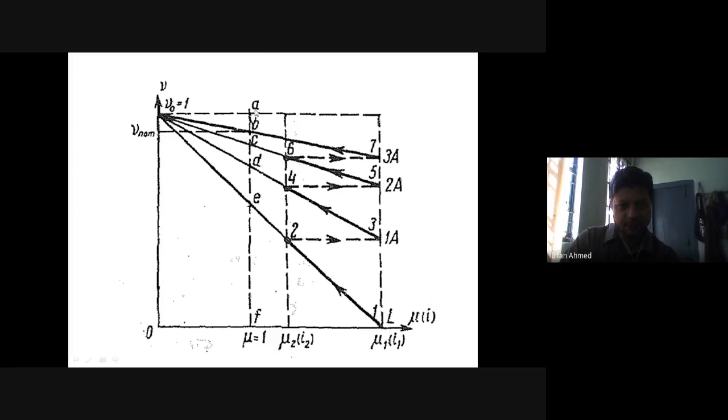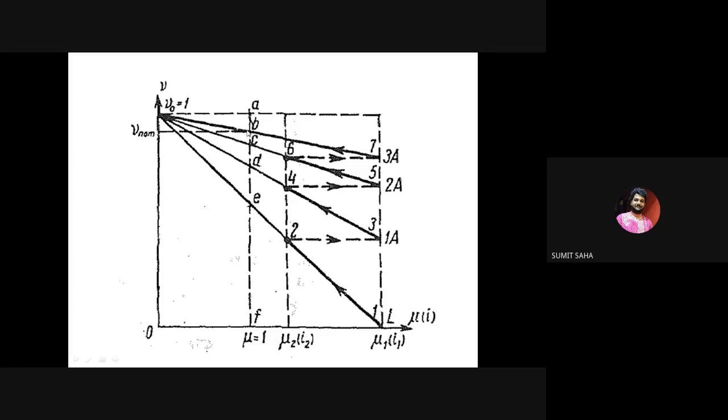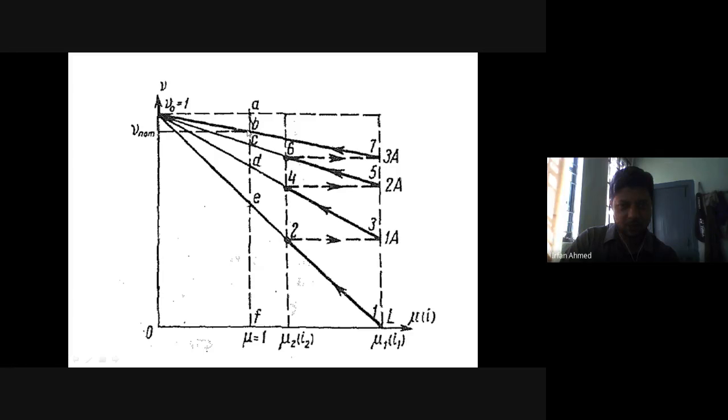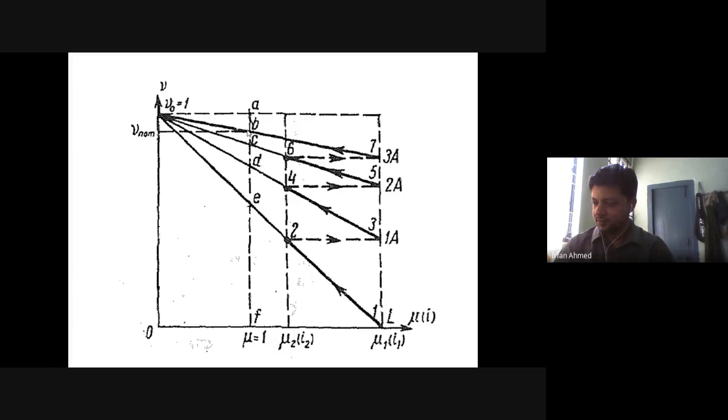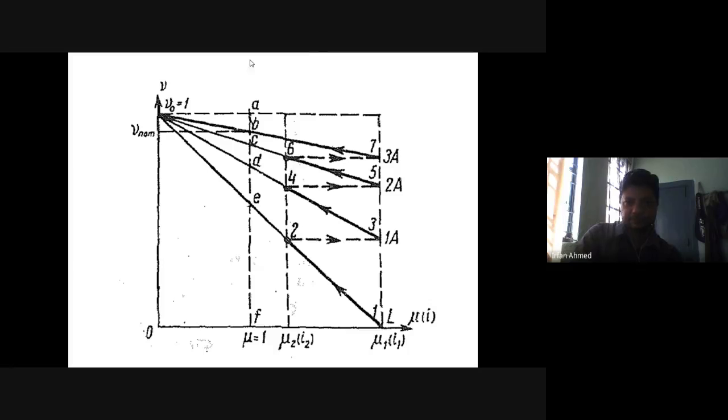How much is the length AB? It is equal to small r, where r corresponds to the armature resistance only. Okay? I add some external resistance so that the characteristic shifts. We get this characteristic.